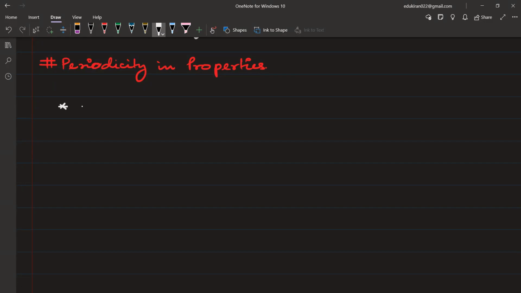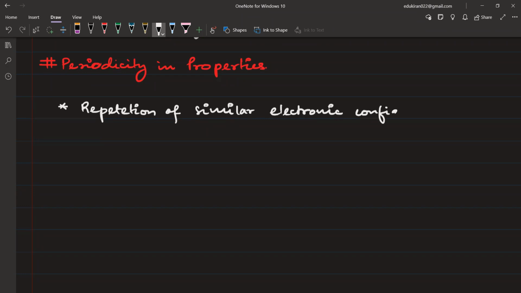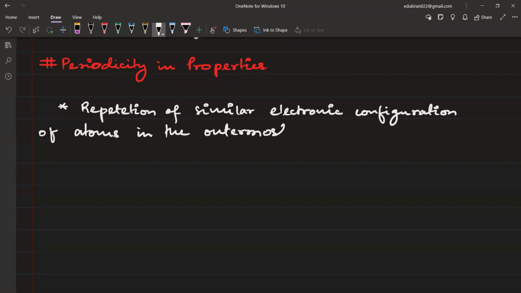So we'll write: a repetition of similar electronic configuration of atoms in the outermost energy shell.